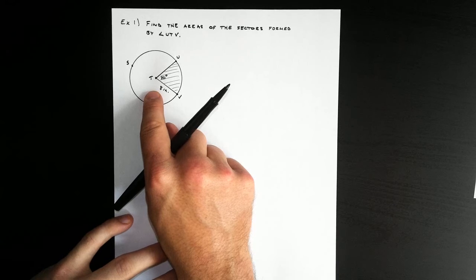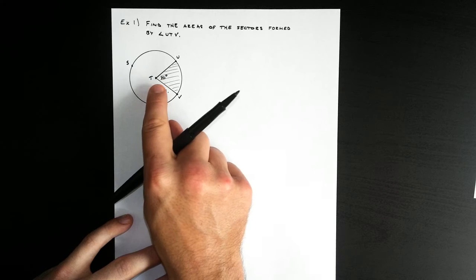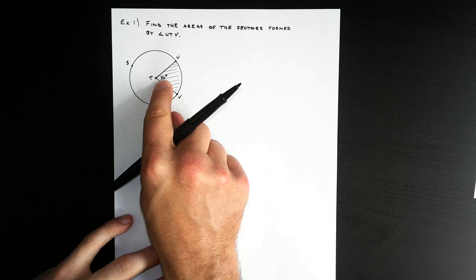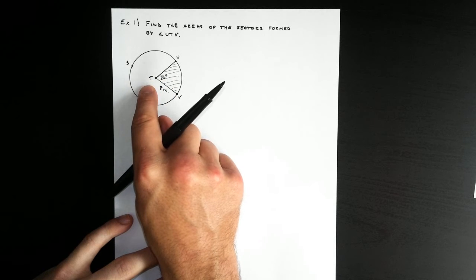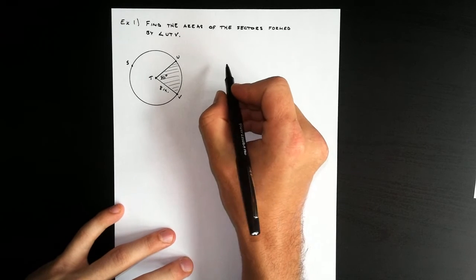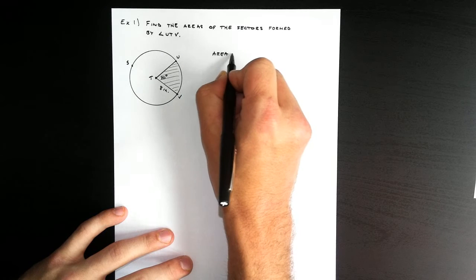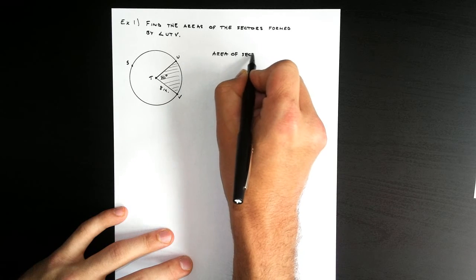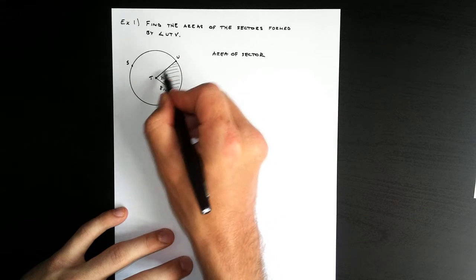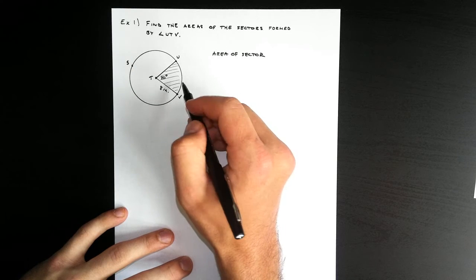So we know that pi r squared is going to give us the area of the entire thing. And then if I compare that area with my central angle over 360, that's going to give me the area of just the piece that I want. So what we end up with, the area of a sector, and let's start with sector, I'm going to name it just based on the 3 points that make this up, so the sector UTV.